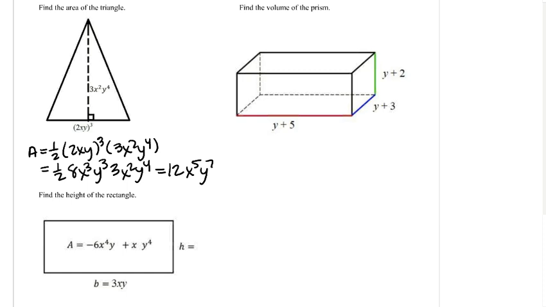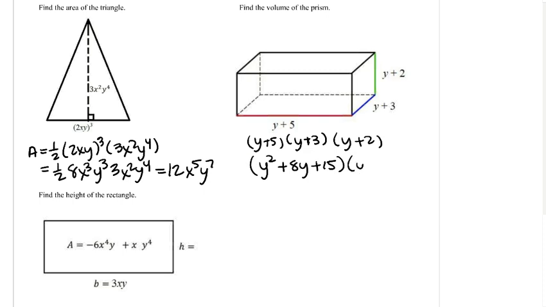Okay, over here, finding the volume of the prism. We multiply the length times the width times the height. So what I'm going to do is you just pick any 2 to start with. I'll do y plus 5 times y plus 3. And then I'll end up multiplying that by y plus 2. Okay, so y plus 5 times y plus 3 is going to be y squared, 8y, and 15. I'll multiply that by y plus 2.